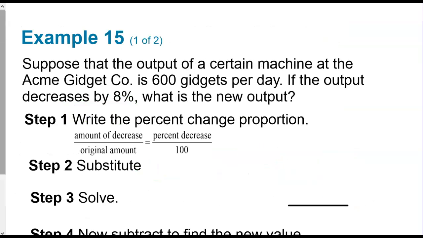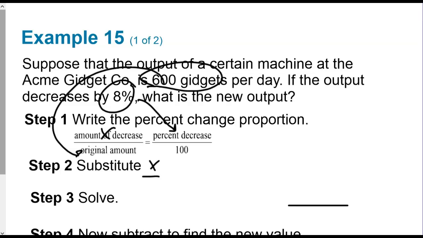In our next example, we're going to look at the output of a machine, and it makes 600 widgets a day. If the output decreases by 8%, then what's the new output? Again, same type of problem. We're going to read it, reread it, and figure out what the facts are. We know that the original amount of widgets was 600 a day, and the percent decrease is 8%, so we need to find x here.